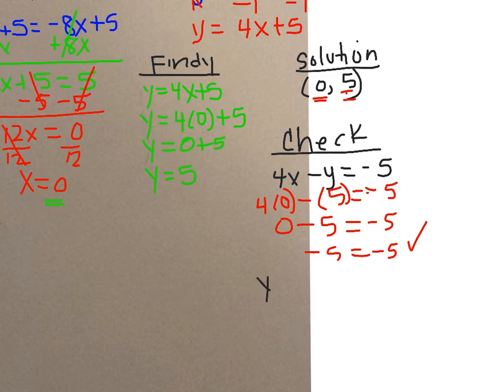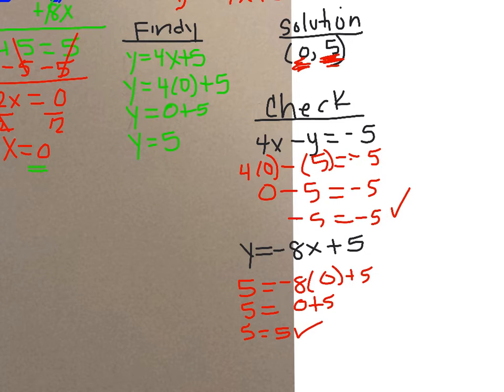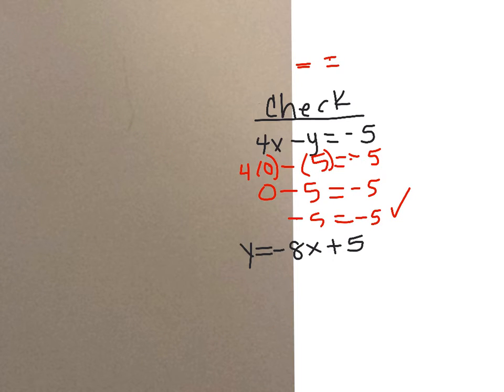So let's write that down. Y equals negative 8x plus 5. Sorry, I was just checking to make sure I had it written right. So we have, remember, y is 5 equals negative 8 times 0 is x plus 5. 5 equals negative 8 times 0 is 0 plus 5. 0 plus 5 is 5. 5 equals 5, and that checks. Remember, checking is called verifying the solution. Okay, let me get rid of all this here.